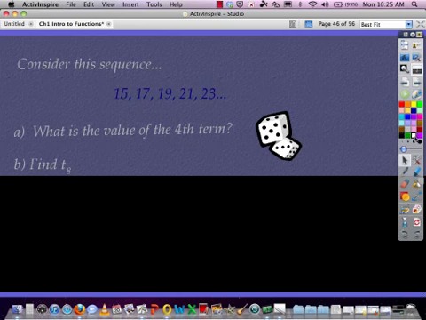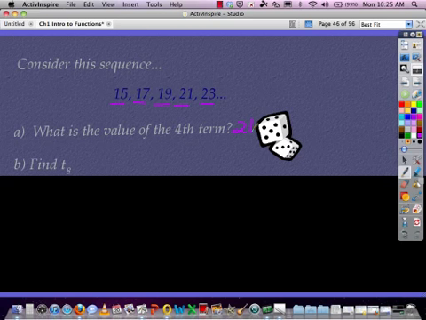So if you look through this list, you're saying, well, let's see. That's the first term. Then I have a second term. Then I have a third term, fourth term, fifth term. So it says, what is the value of the fourth term? I believe we would have to say 21. It says, find t sub 8.